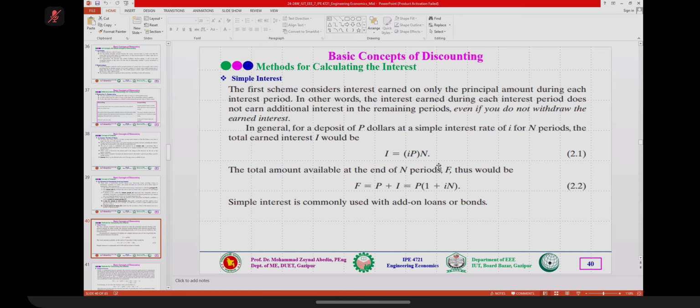Simple interest is commonly used on loans or bonds. Very simple calculation. So here, if you have the principal, the interest rate, and the total number of periods, then you can calculate the future value by the simple interest formula.